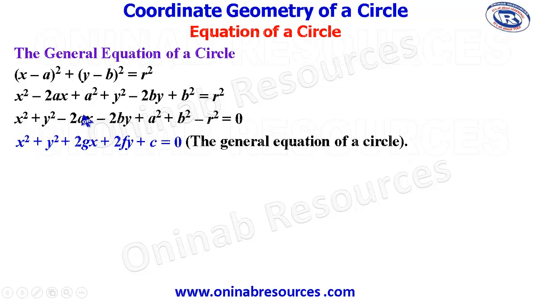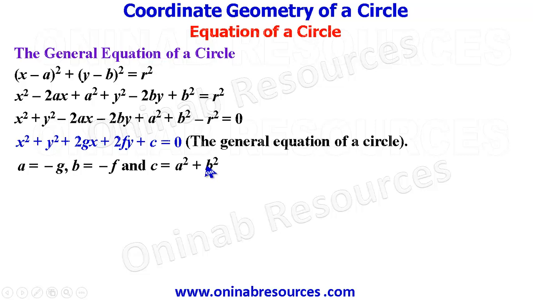At this point, if you compare this, you see that our a is going to be negative g, and then our b is going to be negative f. Our c will now be a squared plus b squared minus r squared. So this is what we will be looking at in our subsequent problems for this video.